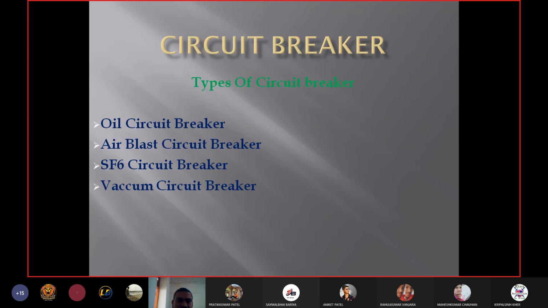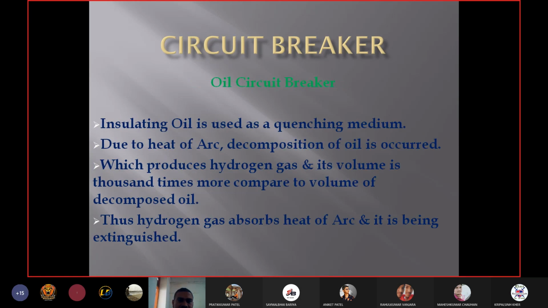So, a general introduction about the oil circuit breaker. Just look at the basic information of the oil circuit breaker. In the oil circuit breaker, insulating oil is used as a quenching medium, an arc quenching medium. With the help of this insulating oil, we can quench the arc generated during the separation of the contacts.